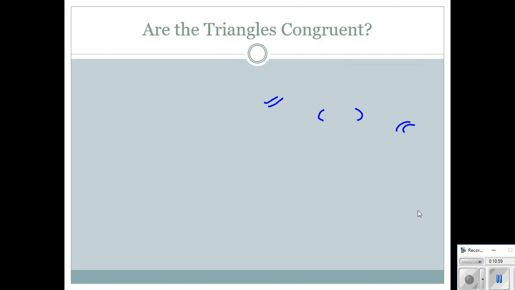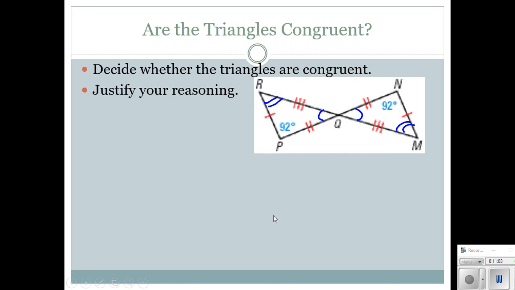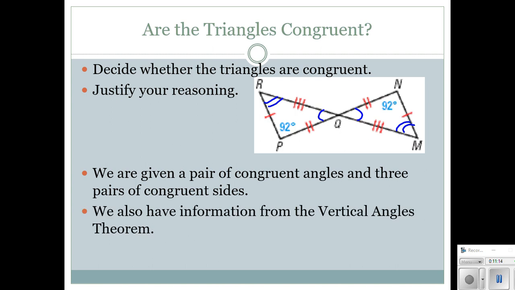Are the triangles congruent? Decide whether the triangles are congruent. Justify your reasoning. We are given a pair of congruent angles and 3 pairs of congruent sides. We also have information from the vertical angles theorem. So let's take a look. You need to have clear indication and justification to prove the two triangles are congruent.